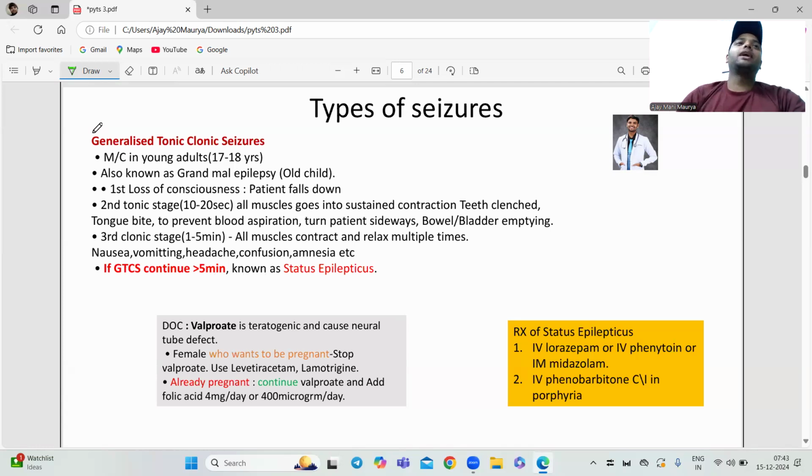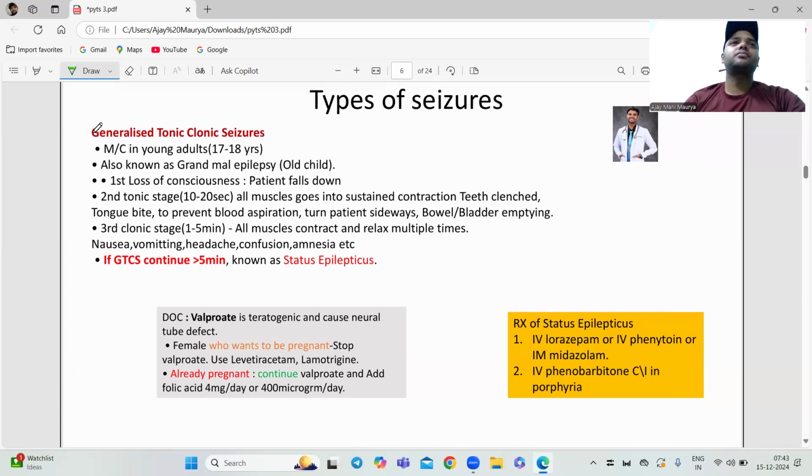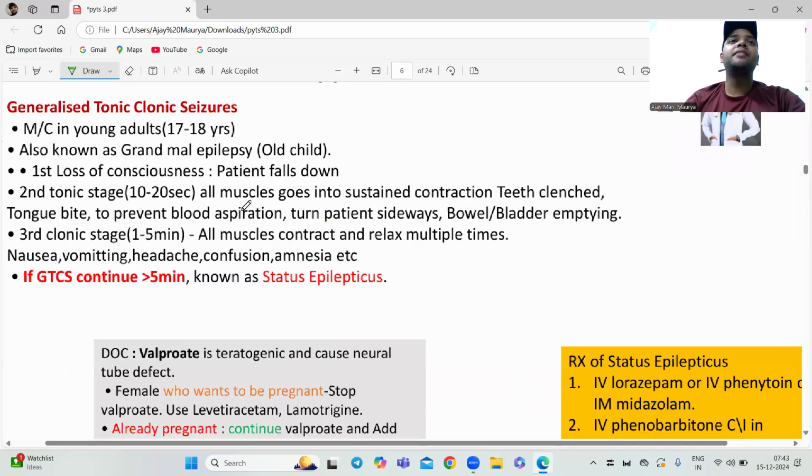See here, guys. The first and most common type is GTCS, generalized tonic clonic seizure. It is most common in young adults. It is also called grand mal epilepsy.